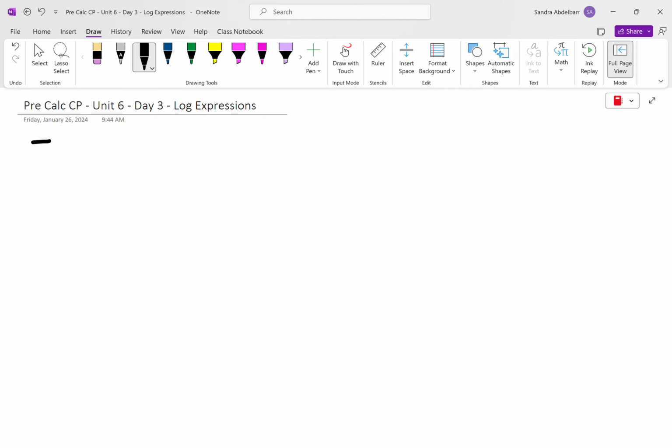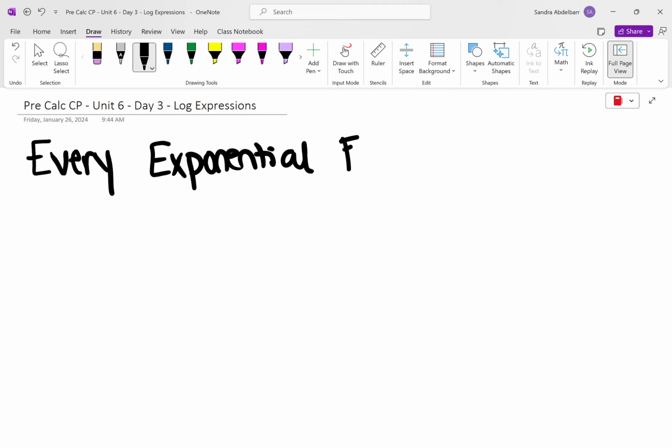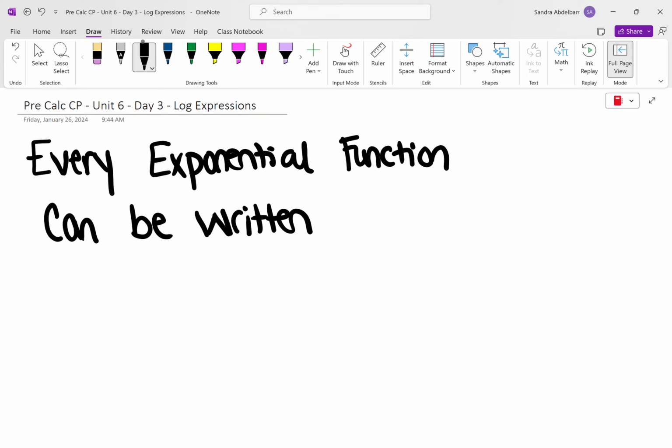Right, so every exponential function can be written as a log.